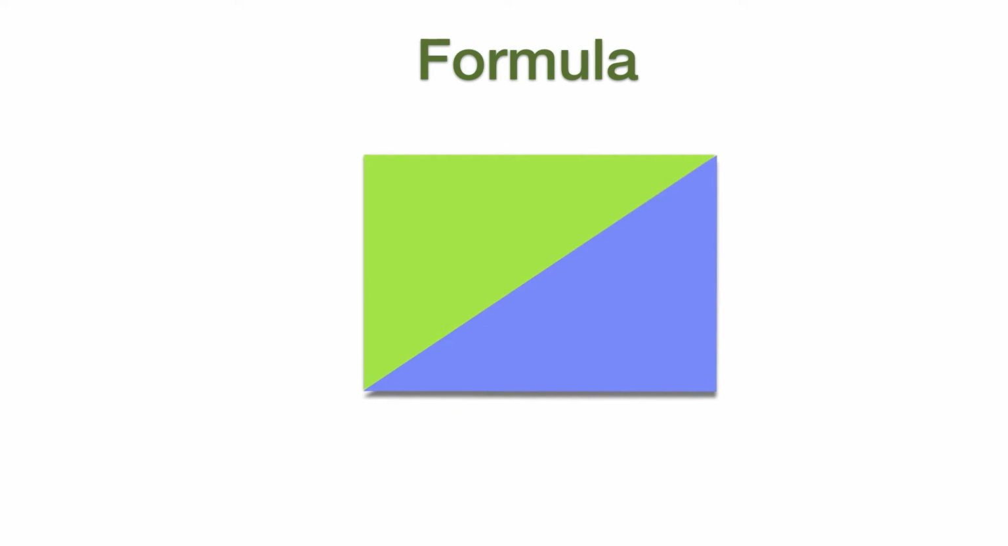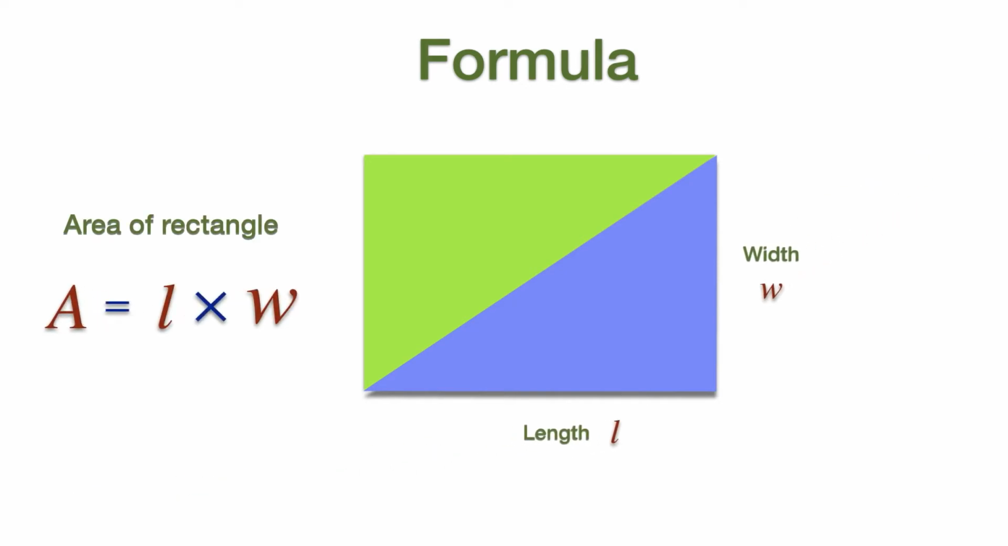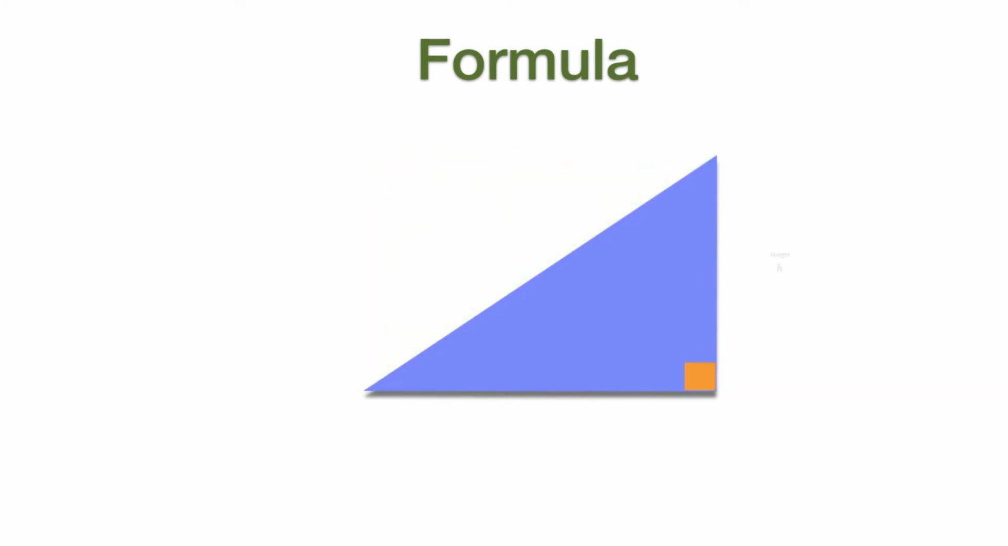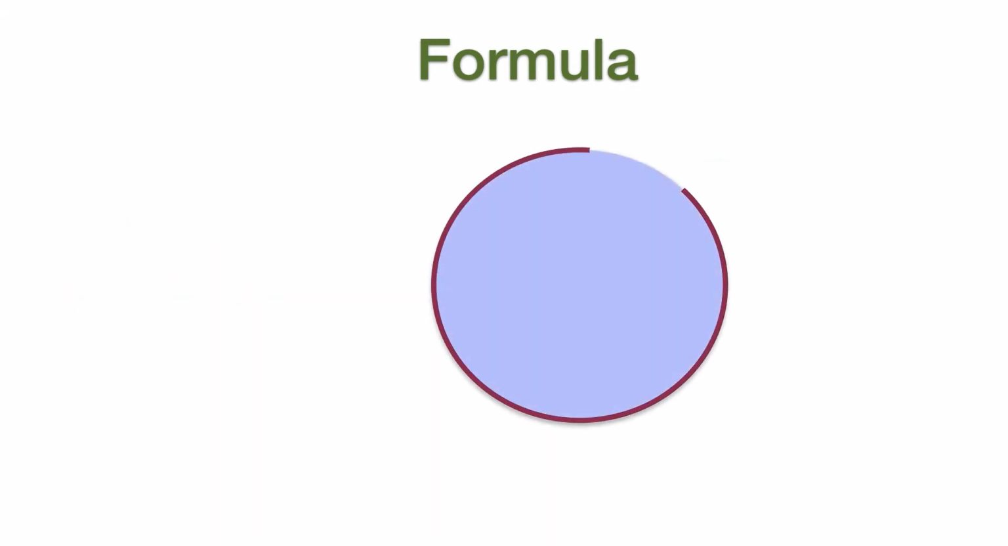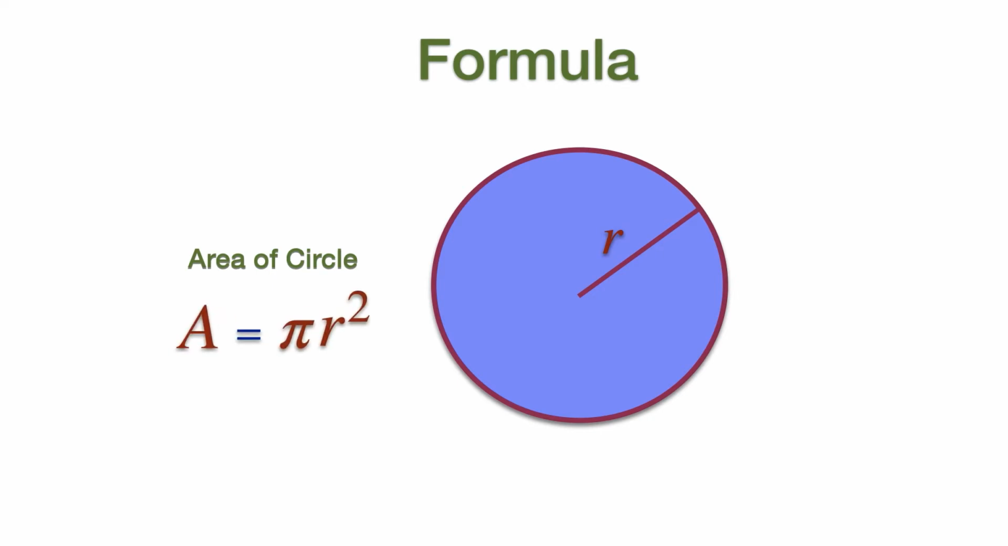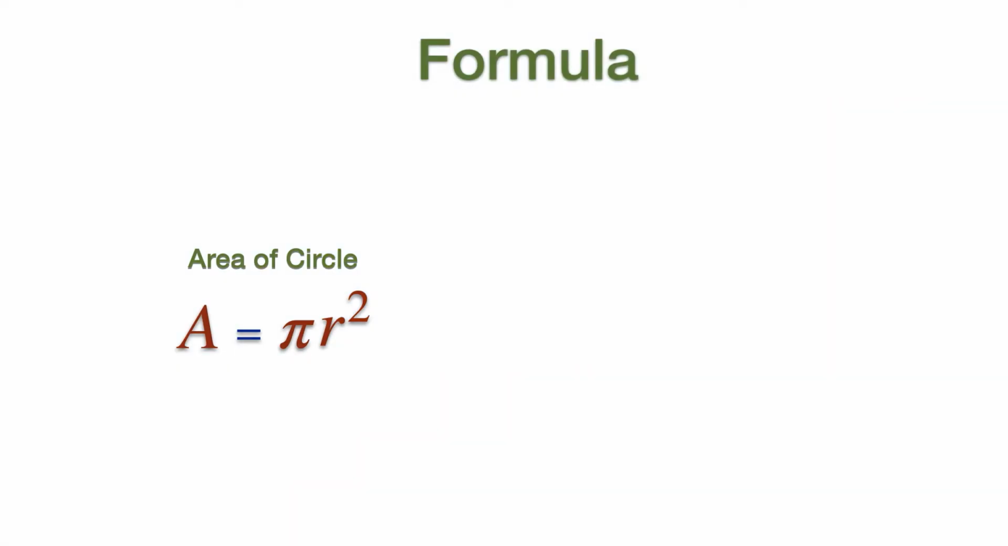In GCSE Maths, you'll encounter many different formulas. For example, the formula for finding the area of a rectangle is given by multiplying the length L with its width W. The formula for finding the area of a triangle is the height times base divided by 2. And the area of a circle is given by pi times r squared, where r is the radius of the circle.